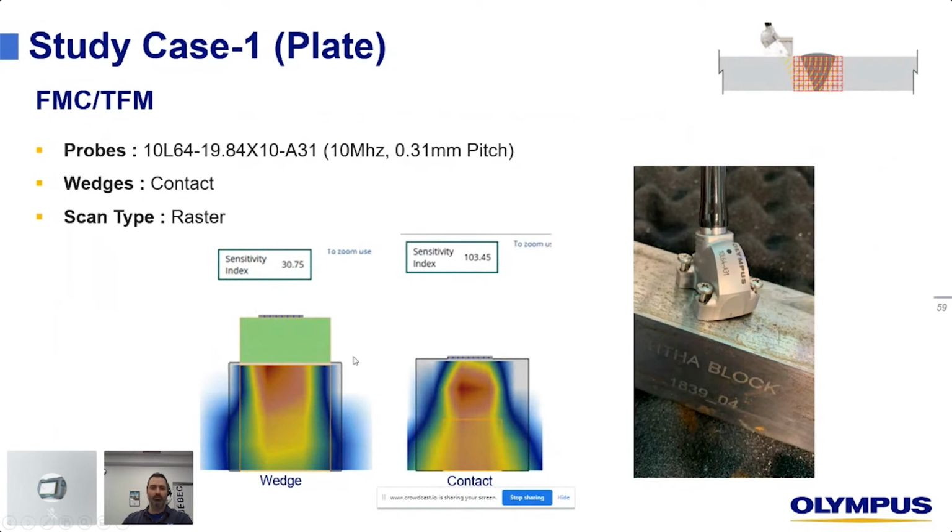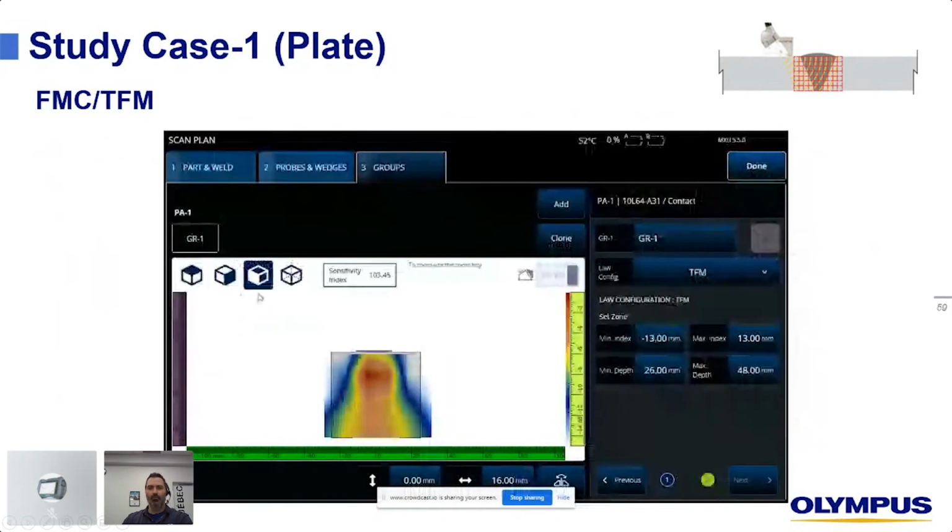With wedge, without wedge, pardon me. So as I was saying, if you're in direct contact with the part, you don't lose any sensitivity or any energy or any part of your near field in the wedge. You have a much higher sensitivity index compared to with a wedge.